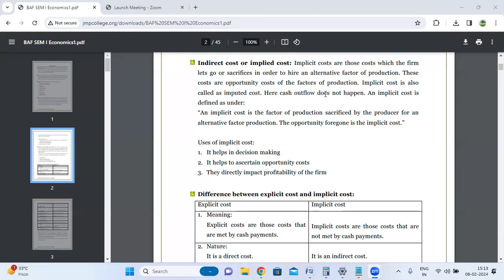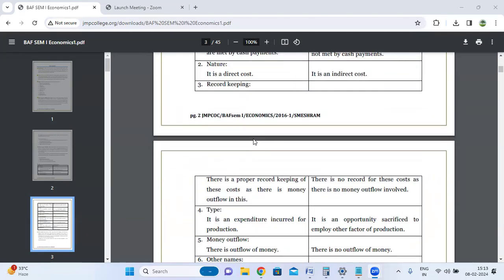Here cash outflows do not happen. An implicit cost is defined as a factor of production sacrificed by the producer for an alternative factor of production. So it is also an alternative cost.